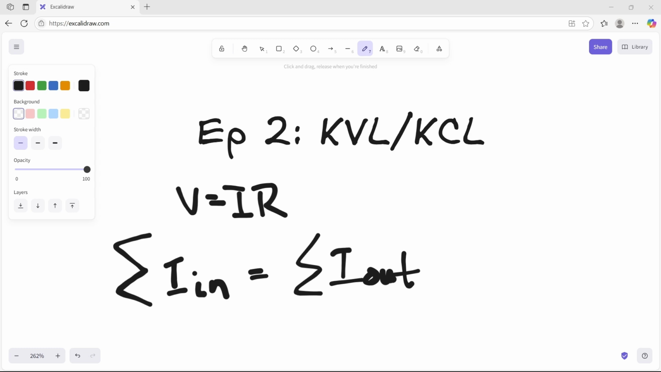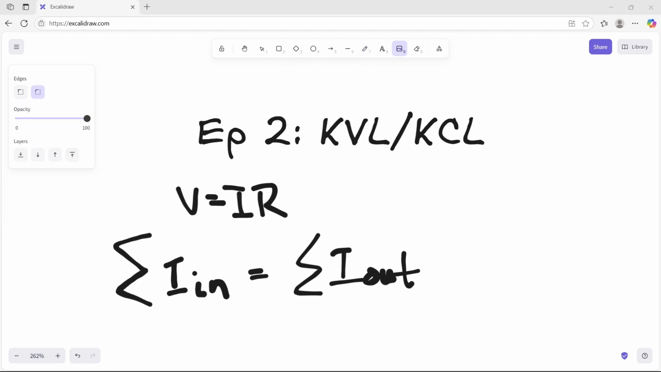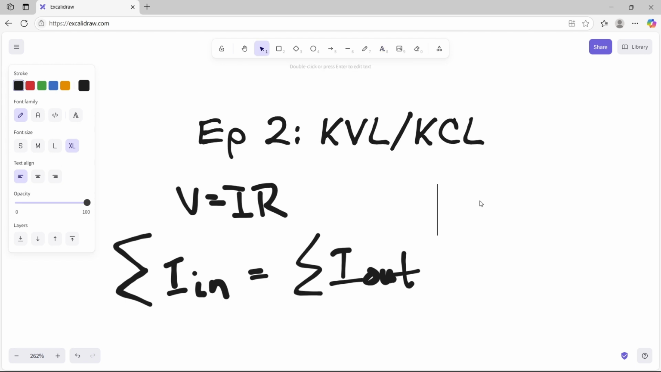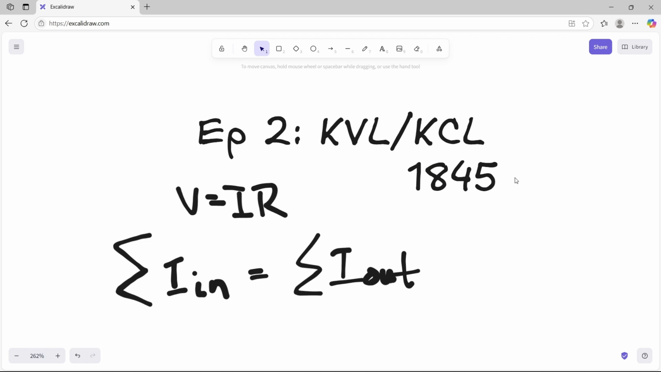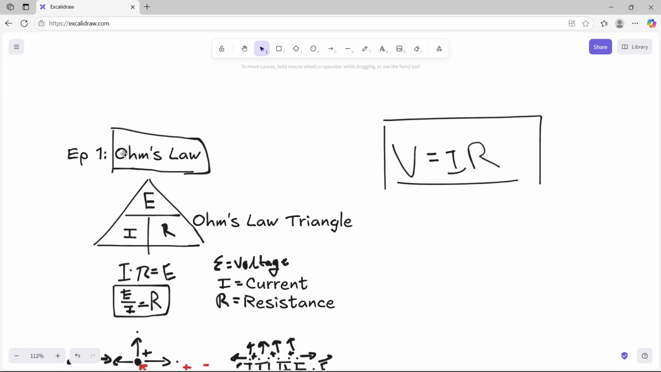Today we will be covering Kirchoff's voltage and current laws. For context, in 1845, a man by the name of Gustav Kirchoff, or Kirchoff, depending on how you want to pronounce it, I don't know the real pronunciation, took the work that we discussed previously, which was Ohm's law, and made a generalized solution to explain what's occurring.